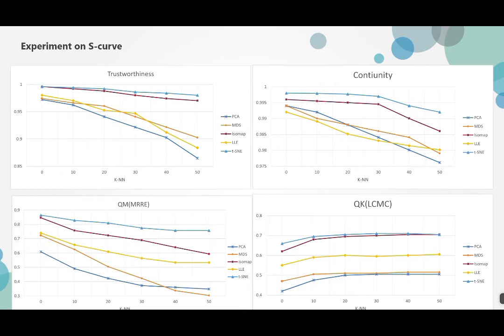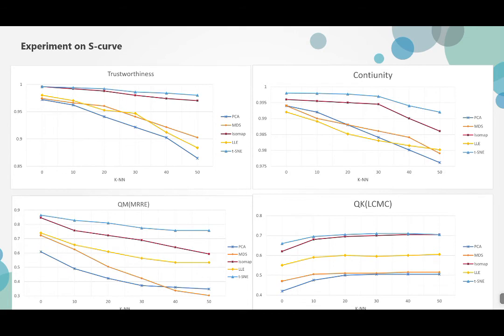The experiment on the dataset S-curve shows the same result as the last experiment. However, we can see from the figure that, compared with others, the metric MRRE is not stable when k increases, and the evaluation result is also changeable when k is changed from 10 to 50.